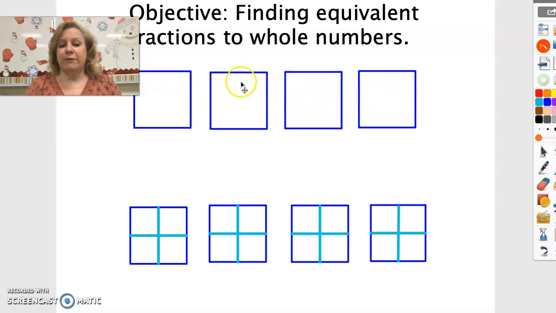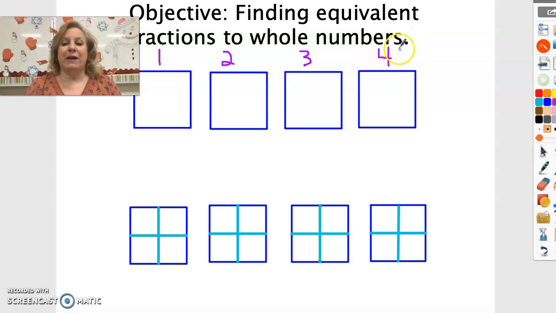What I have here is 4 squares. So I have 4 wholes. They are not divided into parts. So if I come up here, I can write my whole number 1. I can write my whole number 2, my whole number 3, and my whole number 4.